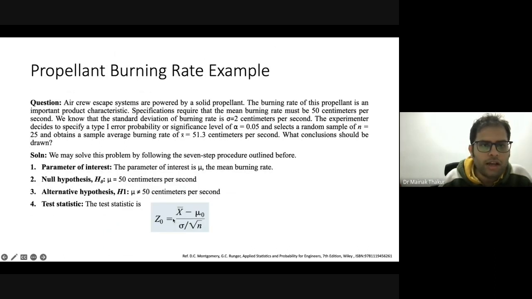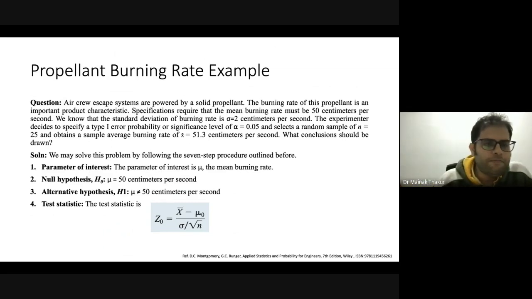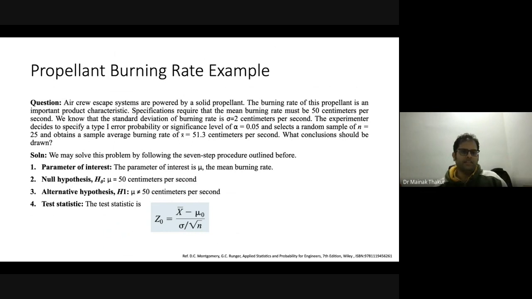Let's directly go to this example, because we are already moving ahead of time. Let's consider this example that explains the details that we have seen. Air crew escape systems are powered by solid propellant. The burning rate of this propellant is an important product characteristic. Specifications require that the mean burning rate must be 50 centimeters per second. We know that the standard deviation of burning rate is sigma, that is, sigma is known, sigma equals 2 centimeters per second. Also, the assumption is that the population is normal.